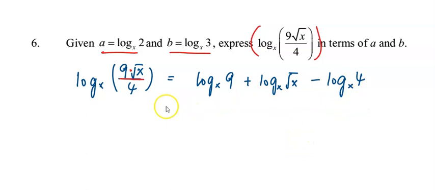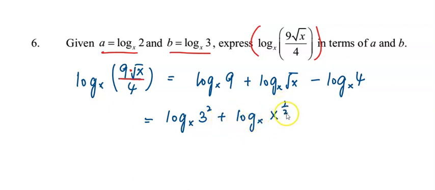So now I have split into 3 separate log terms, but I haven't seen any log 3 and log 2. I need to simplify into simpler units. The 9, I convert into 3 squared, the surd x I convert into the power of 1 over 2, and 4 I rewrite as 2 squared.